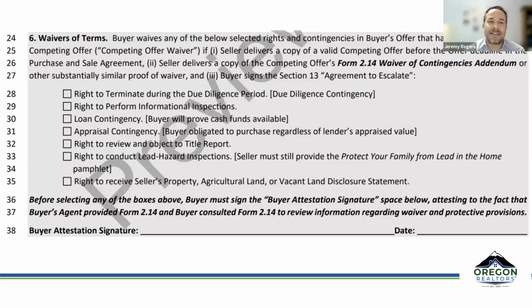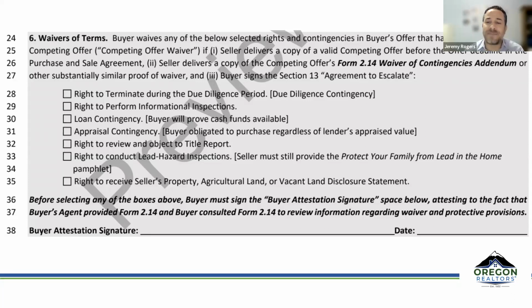Okay. So here, the buyer by checkbox can indicate if they were willing to waive these various rights that are included in the underlying sale agreement, including the right to terminate based on the buyer's due diligence, the right to perform informational inspections, the loan contingency, the appraisal contingency, the title contingency, the lead hazard inspections, and the property disclosure statement, okay? Even though that's required under Oregon law, buyers can waive the residential seller property disclosure statement. And we have an ag land, vacant land disclosure statement as part of our ag land, vacant land transactions. Buyer can waive those as well.